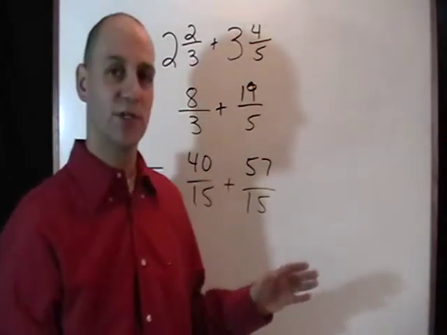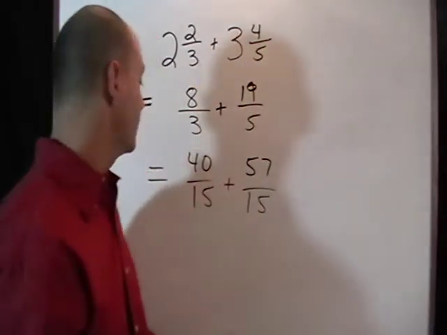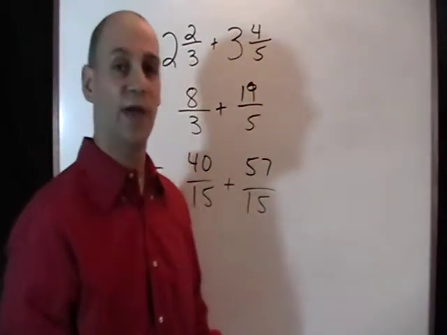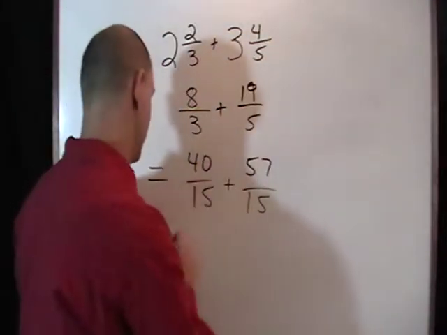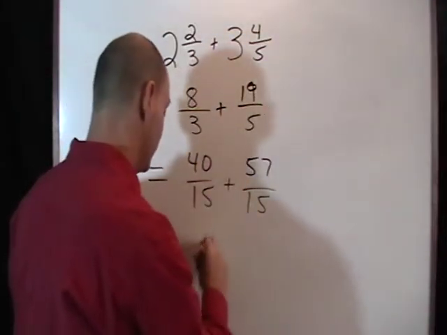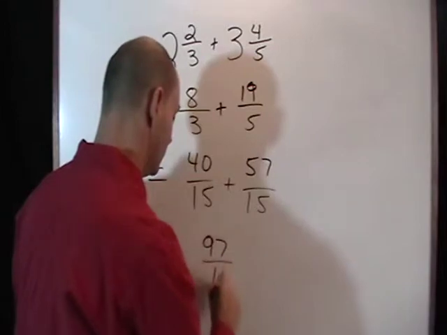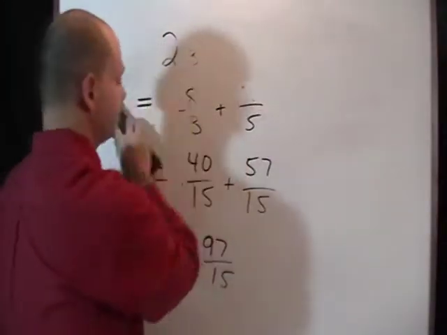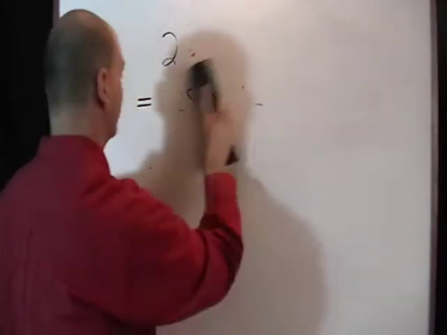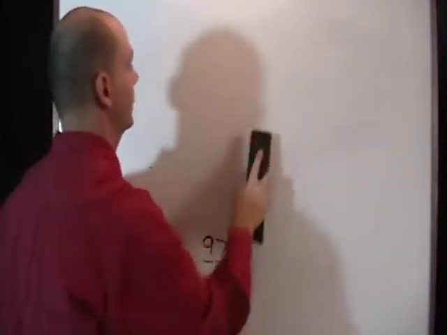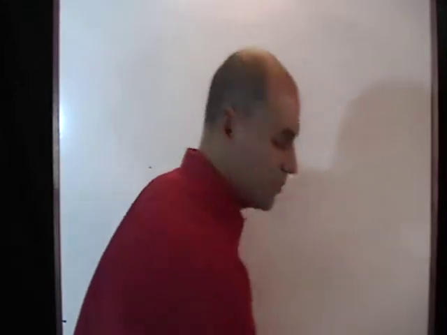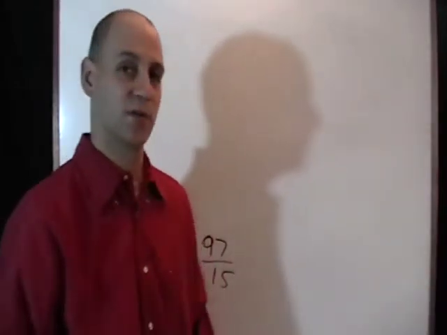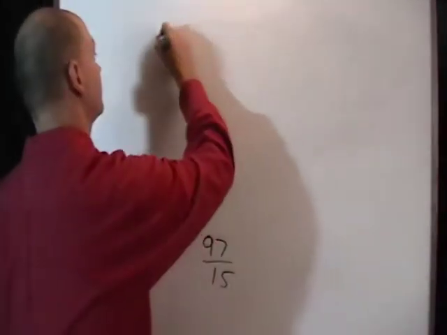So now we have two fractions, they have the same denominator, and the way to add them up now is to simply add up the numerators, 40 and 57. And so we're going to get 97 divided by 15. Now, that answer is technically correct, but you may want to convert that back into a mixed number. So let's have a look at how you would do that.